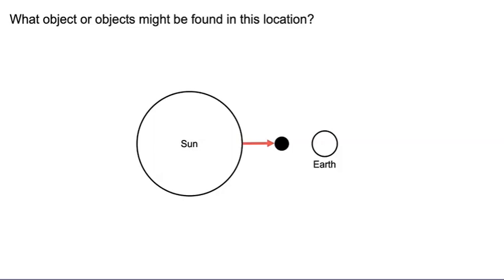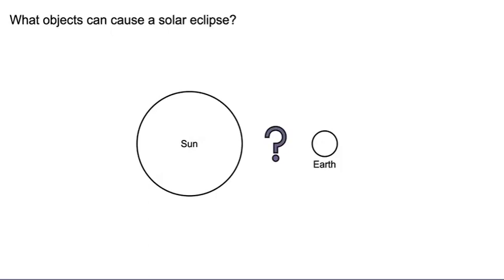What object or objects might be found in this location? Do you think the moon is between Earth and the Sun? Maybe. Or maybe you think another planet is between Earth and the Sun. I think we need more information to answer this question. Today, we will explore objects in space as we begin to answer the question, what objects can cause a solar eclipse? Let's begin by learning more about the planets to determine whether planets can cause a solar eclipse on Earth.